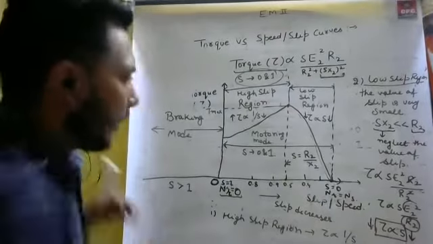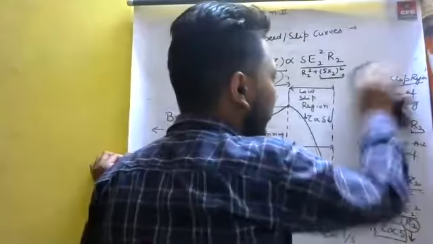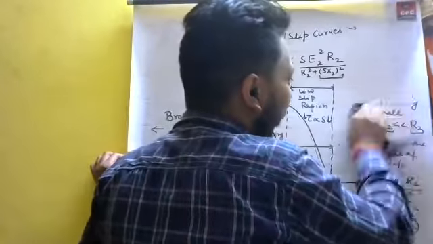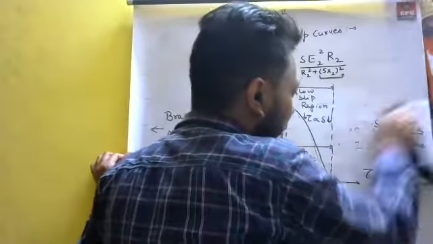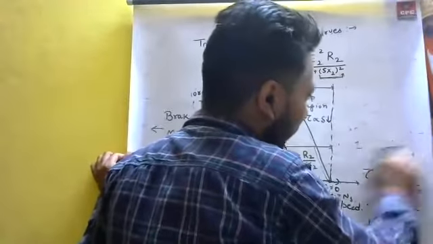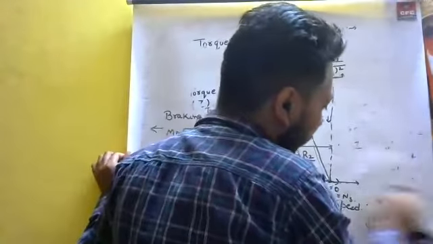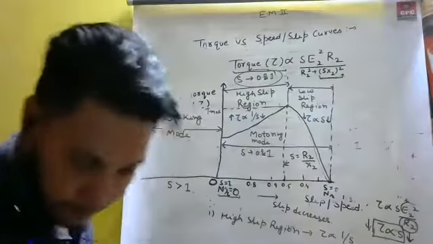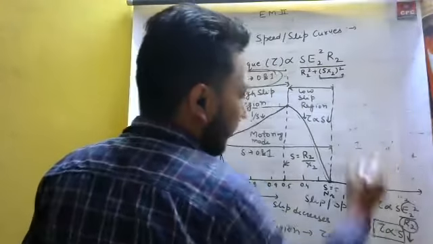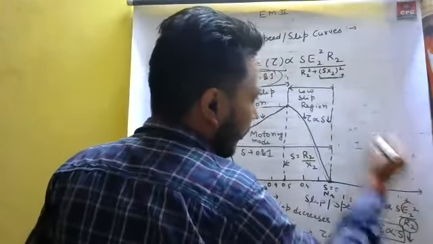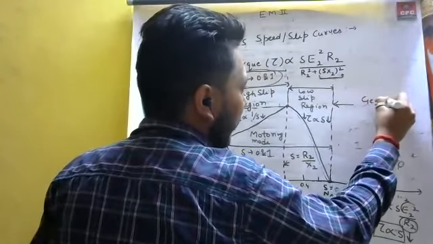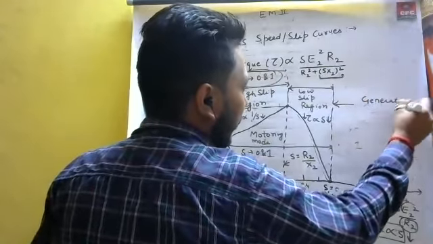If the slip is less than 0, then this mode is known as generating mode. The induction motor operates as a generator in this case. So this is known as your generating mode.